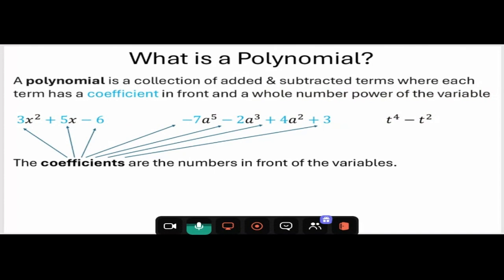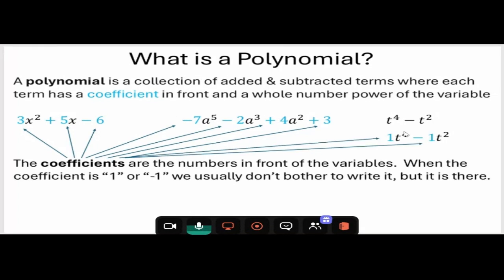What about the coefficients? Well, those are just the numbers in front, which I put in blue there. And you look over at this one on the right, it doesn't look like it has coefficients, but it does, because remember that when the coefficient is a 1, we don't bother to write it, but we know it's there. So the coefficient here is a positive 1, and the coefficient here is a negative 1. Again, notice how the positive and negative signs go with each term. So this is a positive 3, a positive 5, and a negative 6, a positive 1, and a negative 1.